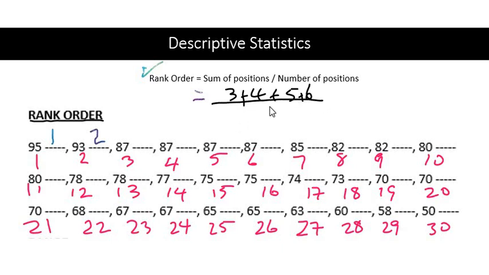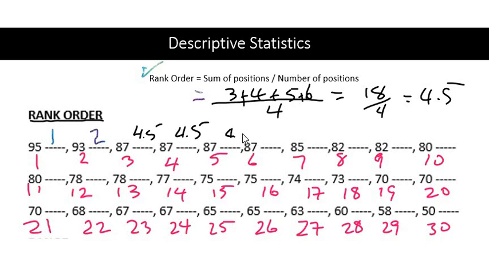Then we're going to divide by 4. That will give us 18 divided by 4, which is equal to 4.5. Again, we add the positions of the number that's repeating. So we'll have 3, 4, 5, and 6. And when we divide by the number of positions, 1, 2, 3, 4 of them, we get 4.5. So that will give us the rank order for the repeating number. And of course, we write it for all the recurring numbers.